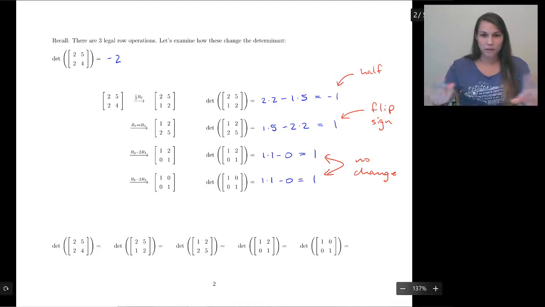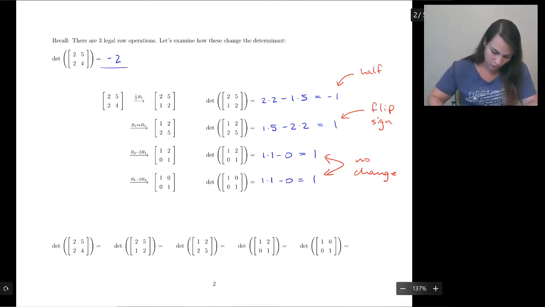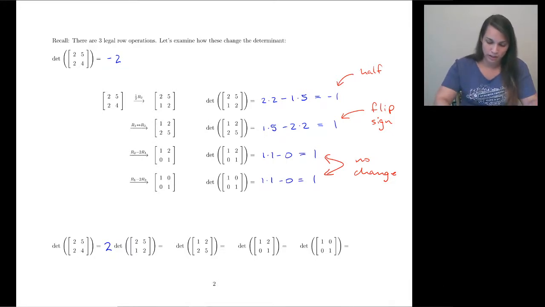Okay, so if we follow this string through, we've got the determinant of A, which was the very first result, was 2 times the determinant after doing this 1/2 row operation.